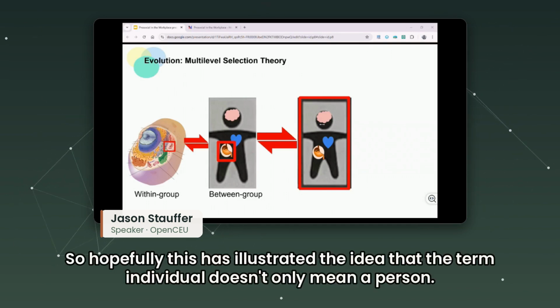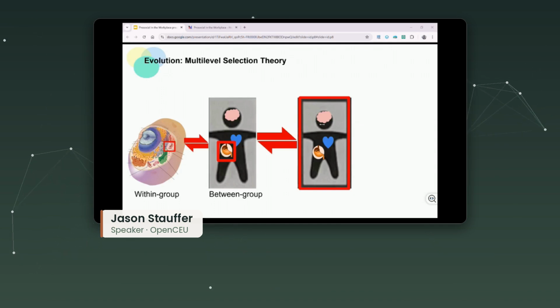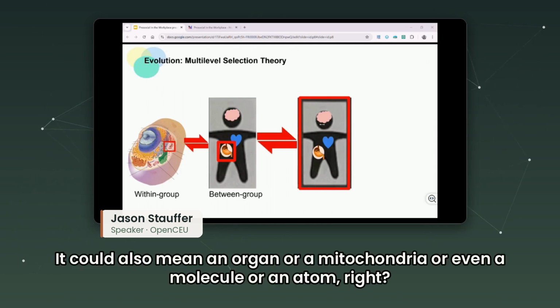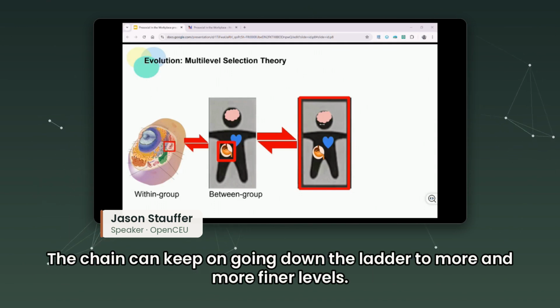So hopefully this has illustrated the idea that the term individual doesn't only mean a person. It could also mean an organ or a mitochondria or even a molecule or an atom, right? The chain can keep on going down the ladder to more and more finer levels.